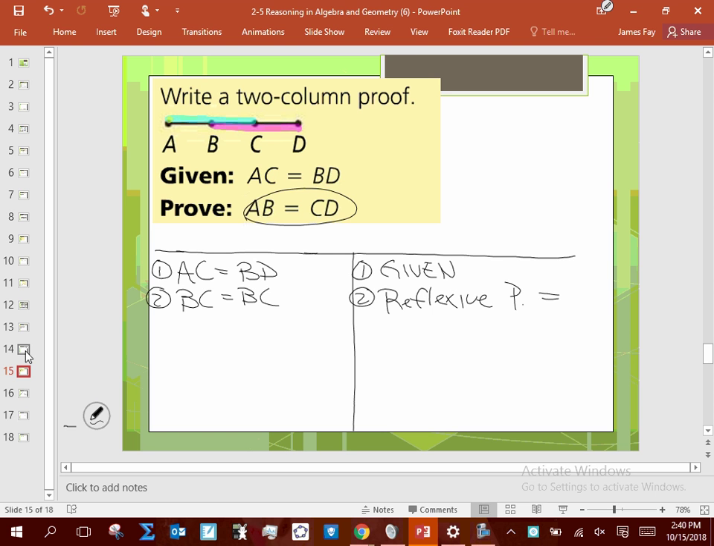Could be statement 2, but maybe it doesn't have to be statement 2. Maybe it could be statement 3 or 4. Okay? Because what happens is that statement is independent. Nothing is really going to impact that statement. All right? And we'll talk about that as we conclude this proof.